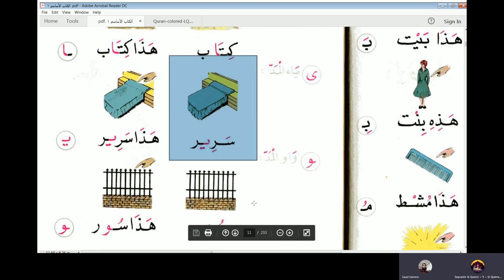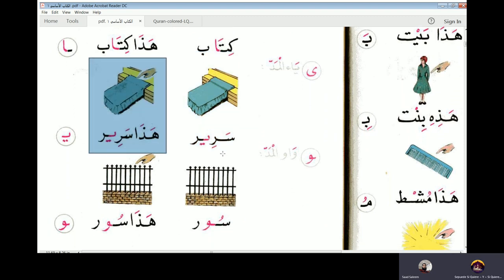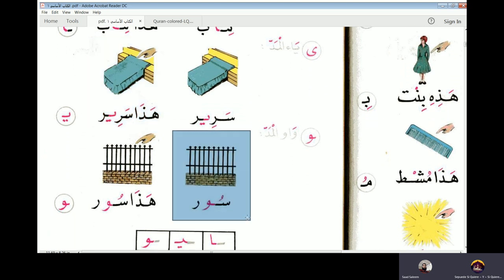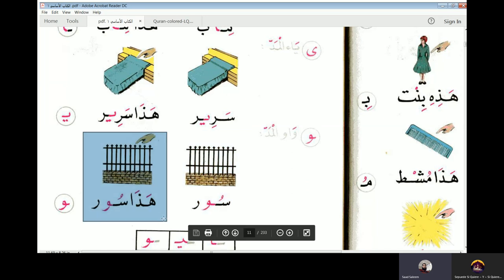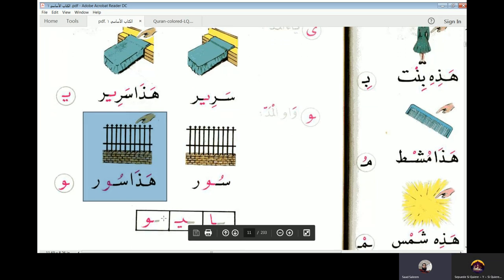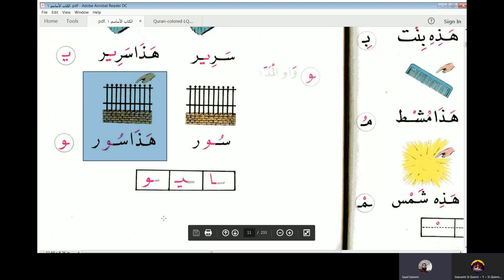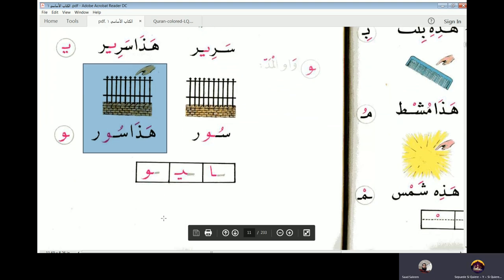Sarirun, a bed. Hada sarirun. This is a bed. Sarunun, a fin. Hada sarunun. This is a fin.